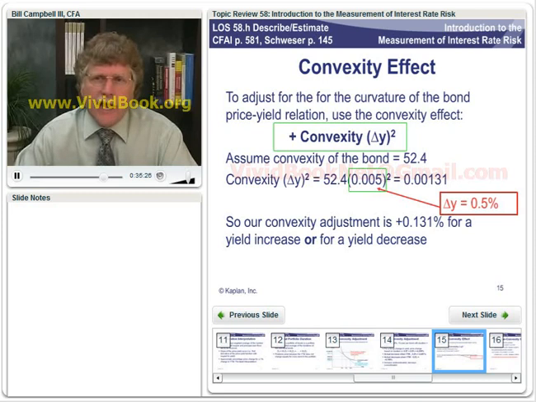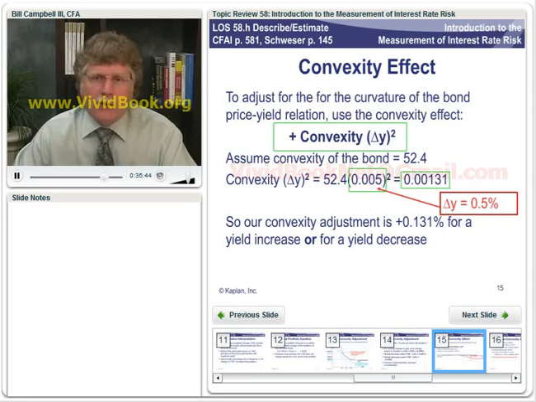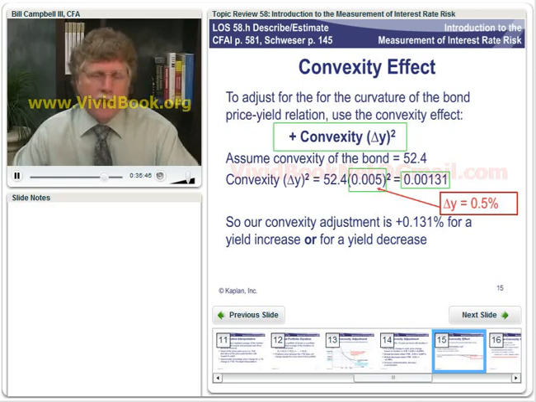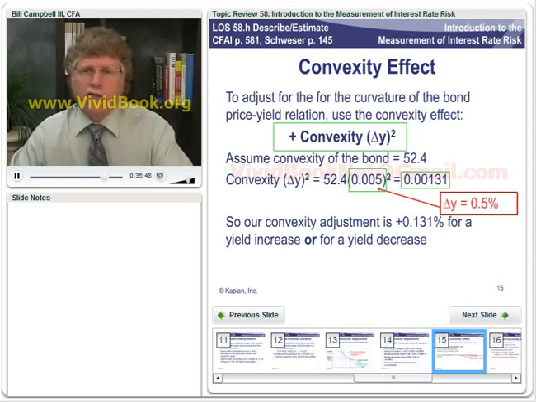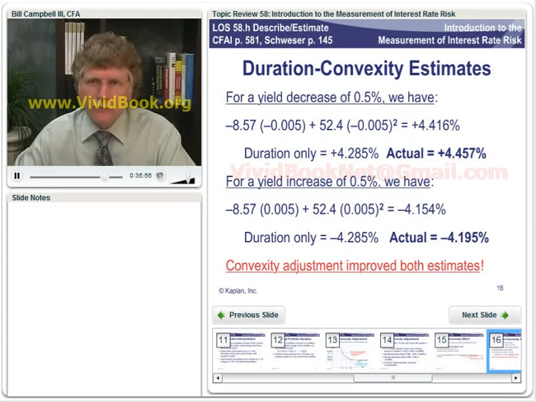We are going to add this to our duration approximation: 0.00131 or 0.131%. Notice this is a positive number. We add this when yields go down, we add this when yields go up. If you remember, our curve was always above our straight line, so the convexity is going to increase this and get a better approximation to that curve. Here's our calculation now where we've added convexity.